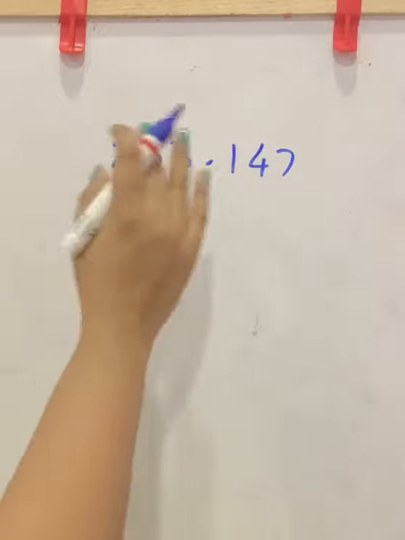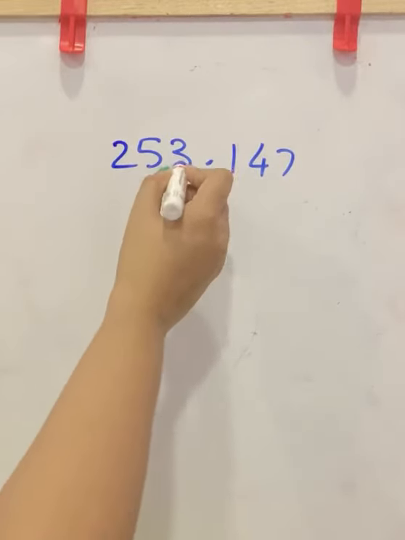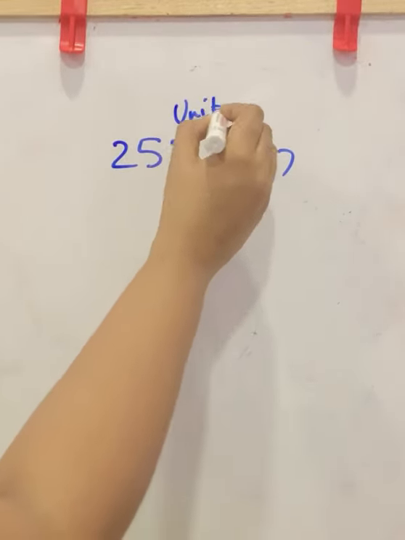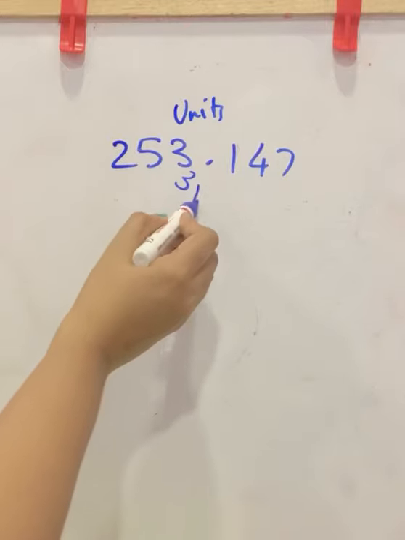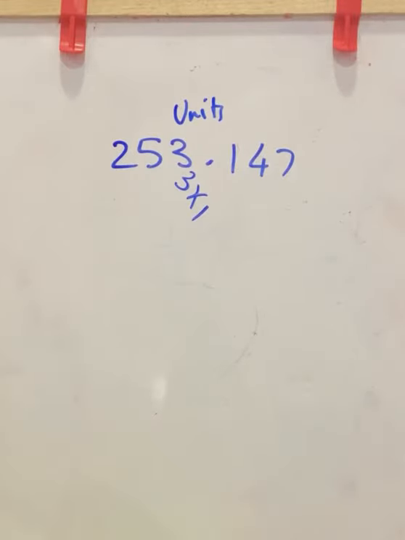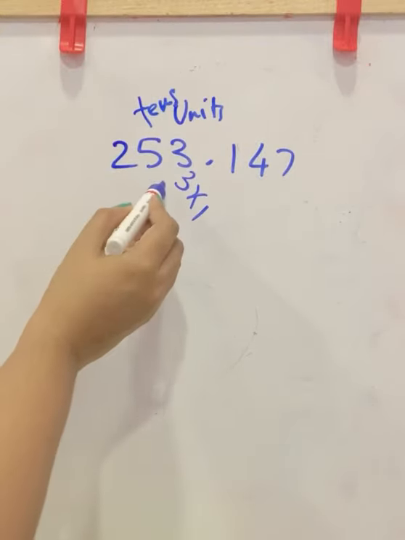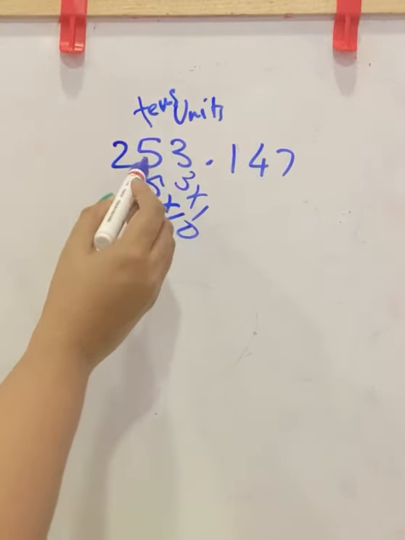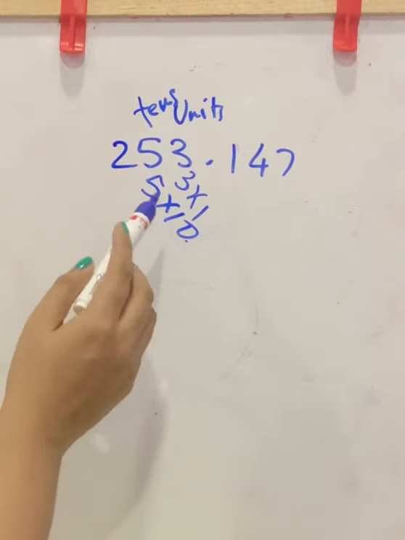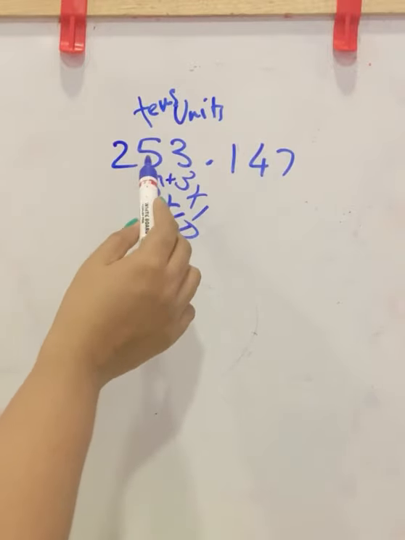253.147, the place value of the digits: 3 is in the units place, so you can say it is 3 into 1. 5 is in the tens place, that is 5 into 10. That is 50, so 5 into 10 plus 3 into 1 is 53.